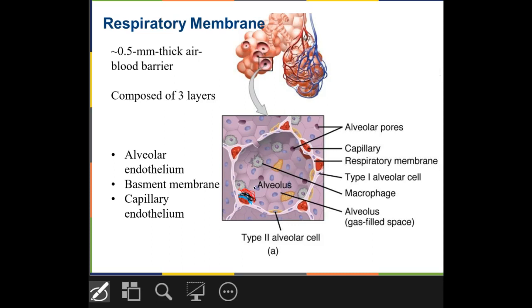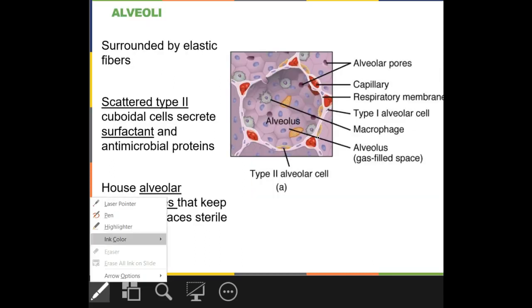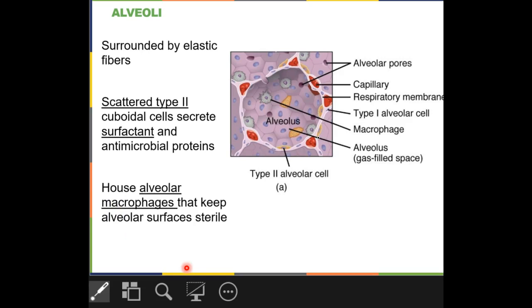You've got an epithelium that lines the inside of the blood vessel, surrounded by a basement membrane, and then on top of that, the epithelial cells that make up the wall of your alveoli. So you just need to list those layers. It's not too hard. So next up is just learning the parts of the alveoli.